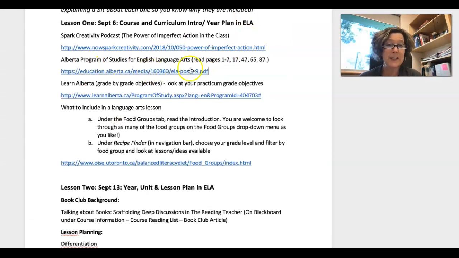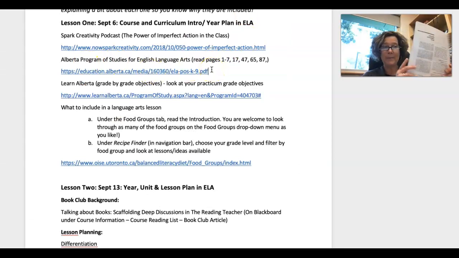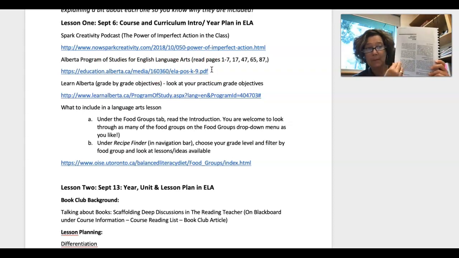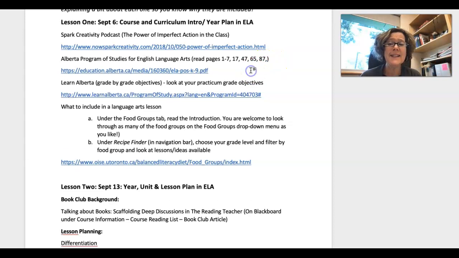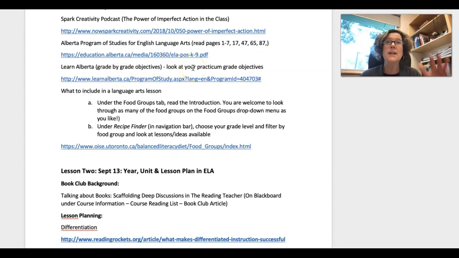This is the Alberta Program of Studies for English Language Arts. This is the hard copy. It's just the digital version of the hard copy, so I won't go there right now, but please read that front matter, pages 1 to 7, 17, 47, 65, 87, because you'll get a good sense of the outcomes that you will, of course, base all of your year and unit and lesson plans on. This is the Learn Alberta grade by grade objectives. Again, I introduced this, but you might want to have a little go with it and look at your particular practicum grade objectives, just to start to familiarize yourself with that.